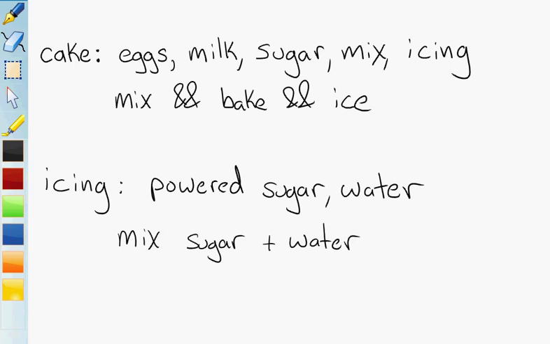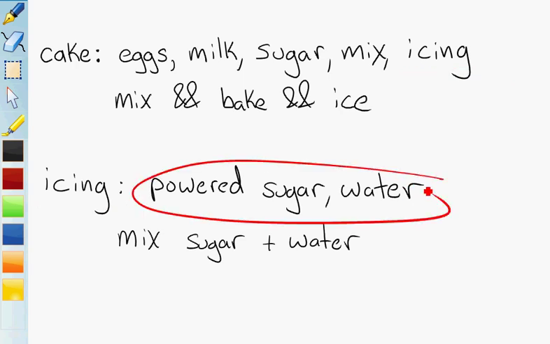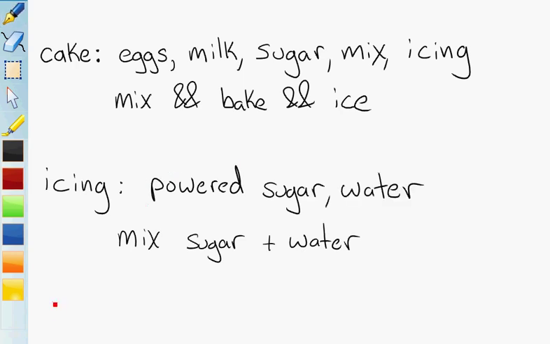So I have here that I've already written out a kind of a makefile for a cake. In order to make a cake, we have eggs, milk, sugar, and the cake mix, and some icing. Furthermore, we know how to make icing from scratch with powdered sugar and water. So what happens when we first type make cake?